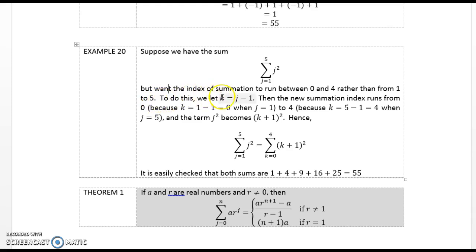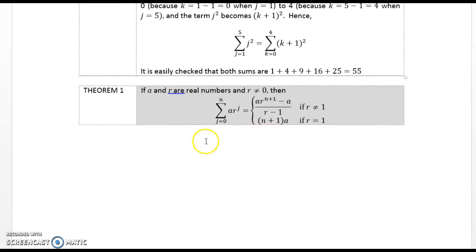To do this, we let k equal j minus 1. The new summation index runs from 0, because k equals 1 minus 1 is equal to 0 at the lower bound when j equals 1, to 4, because k equals 5 minus 1 equals 4 when j is equal to 5. And the term j squared becomes k plus 1 squared. It is easily checked that both sums are equal to 55.